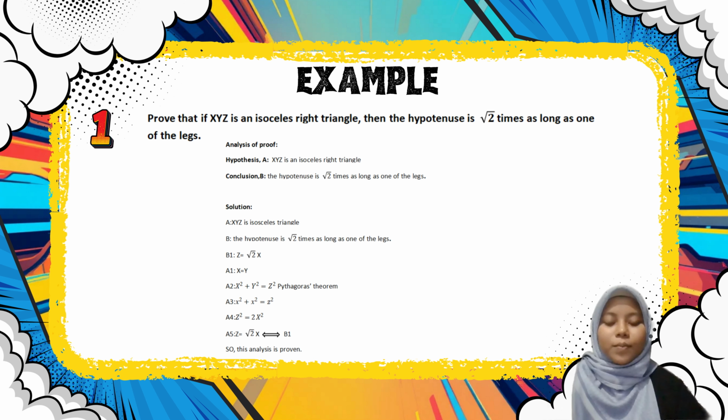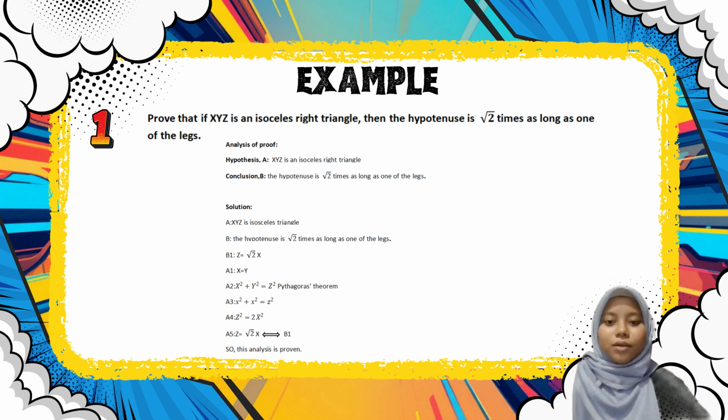Question 1. Prove that if XYZ is an isosceles right triangle, then the hypotenuse is square root of 2 times as long as the leg. Analysis of the proof for this question: hypothesis A is XYZ is an isosceles right triangle. Conclusion B, the hypotenuse is square root of 2 times as long as the leg.